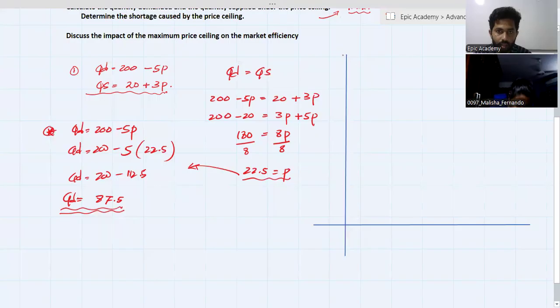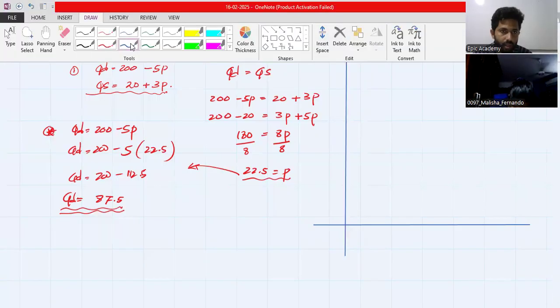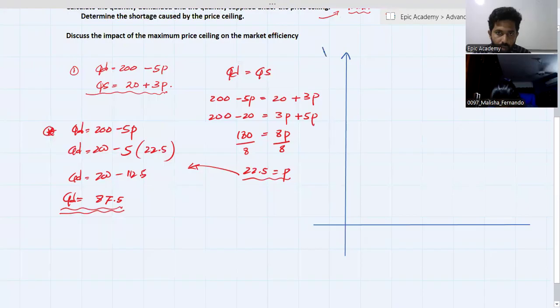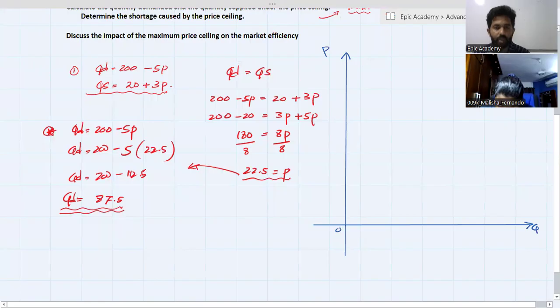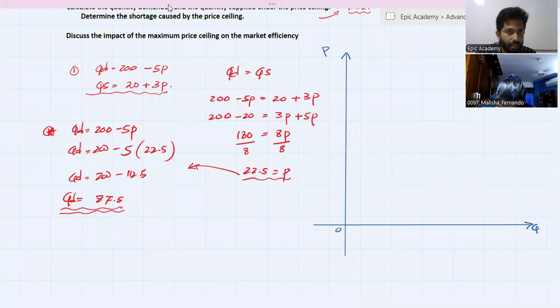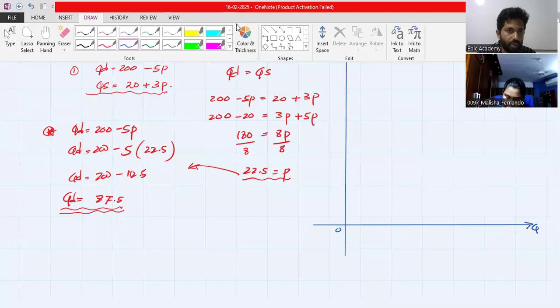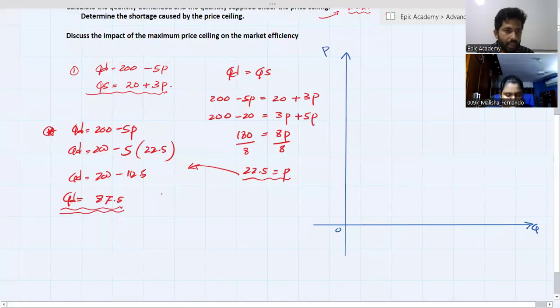Okay, let's label it. This is P, this is Q, and this is the 0 point. And then first of all, we have to identify the crossing points for the QD curve, I mean the demand curve. QD equals 200 minus 5P. So assume that P equals 0 and find the value for QD. Assume that QD equals 0 and find the value for P.